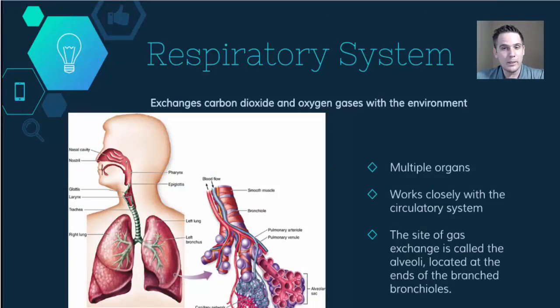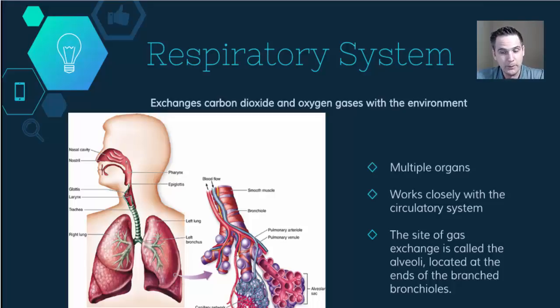The respiratory system exchanges carbon dioxide and oxygen gases with the environment. So carbon dioxide and oxygen coming in, going out. Your respiratory system manages that. It's an organ system because there are multiple organs involved between your lungs and your mouth and your throat. It also works very closely with the circulatory system, which we're going to talk about in just a minute.